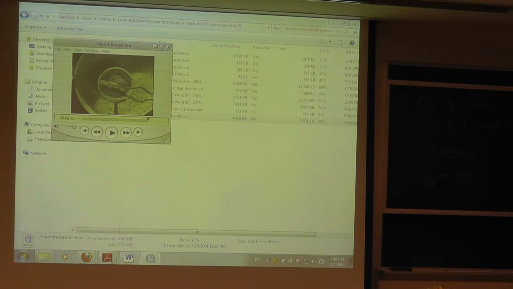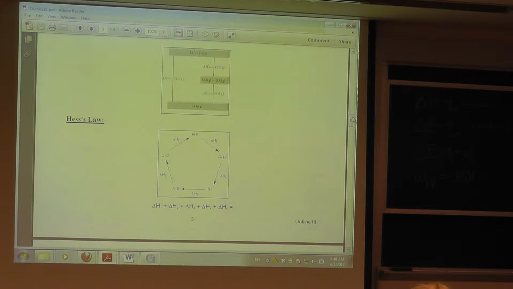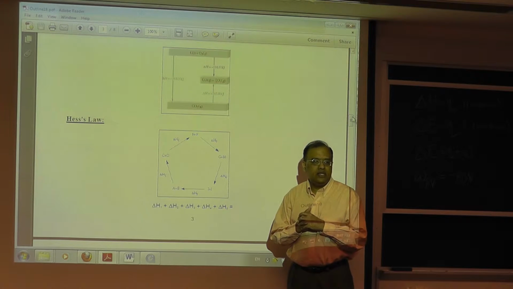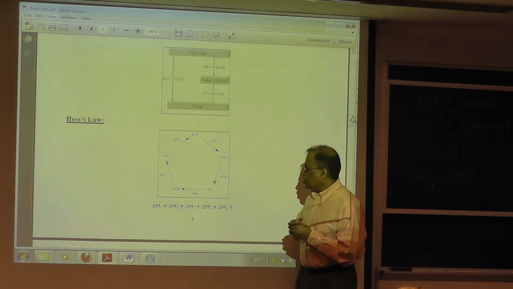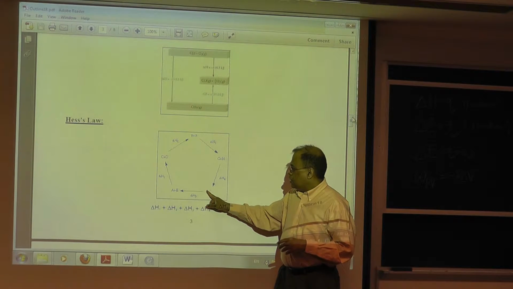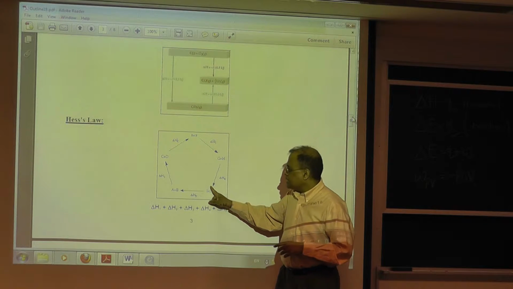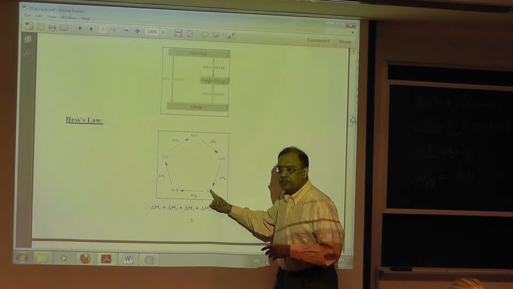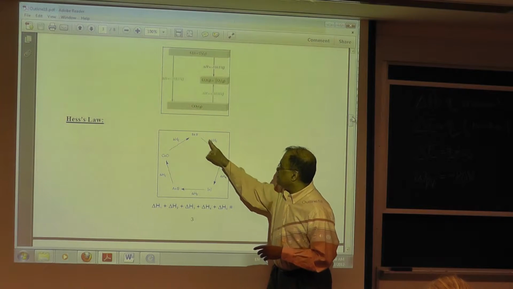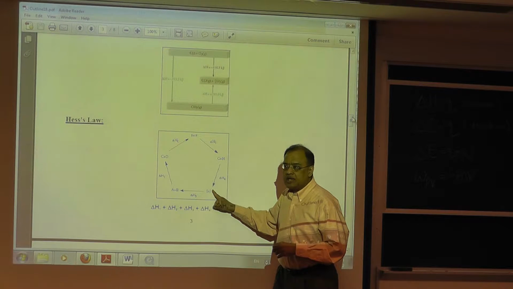All right, so let's go back to lecture number 18. We stopped at Hess's law. Hess's law is a consequence of the fact that enthalpy is a state function. So whether you go from here to here, or you go this way, it doesn't make a difference. Let me repeat that. Whether you go from A plus B to I plus J directly, or you go A plus B to C plus D to E plus F to G plus H and then I plus J, the enthalpy change is going to be the same.